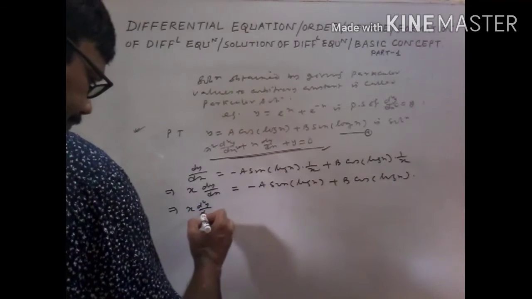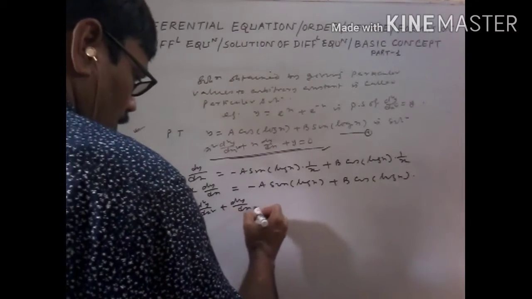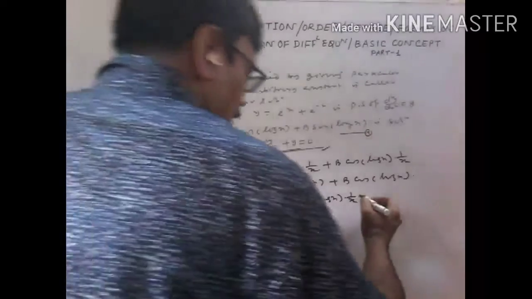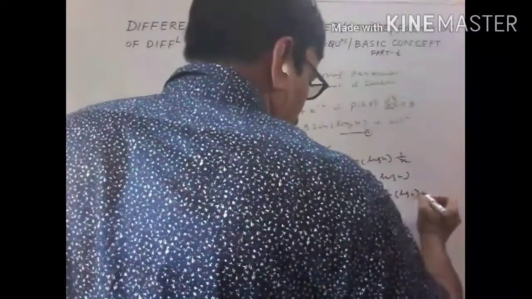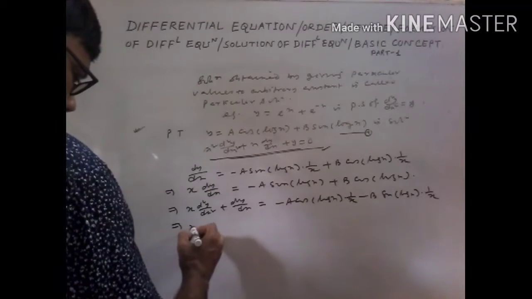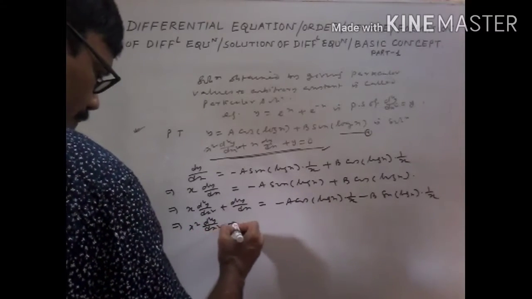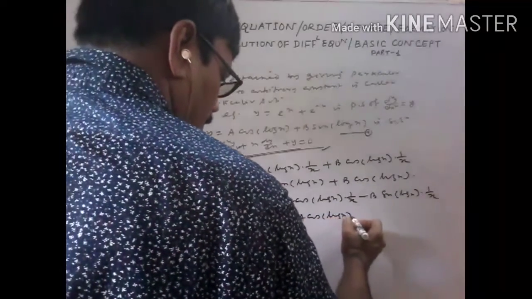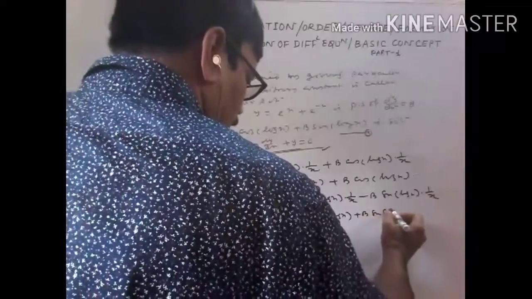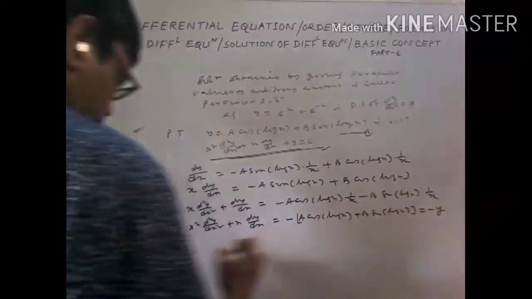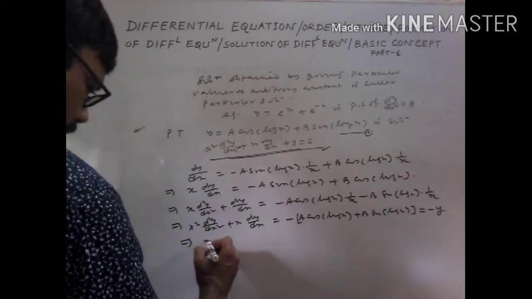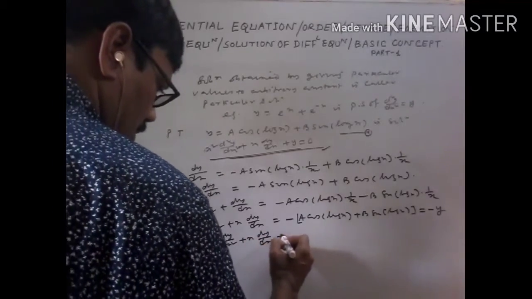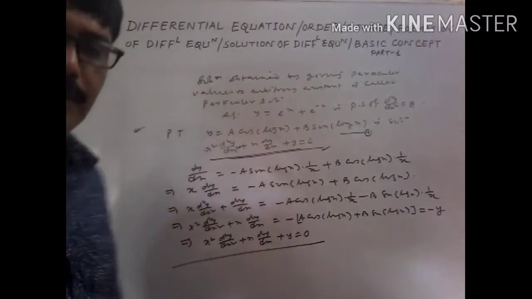So differentiating again, we get minus a cos log x into 1 by x, minus b sin log x into 1 by x. Multiplying by x, x square d2y/dx2 plus x dy/dx equals minus a cos log x plus b sin log x, which equals minus y. So finally, x square d2y/dx2 plus x dy/dx plus y equals 0.